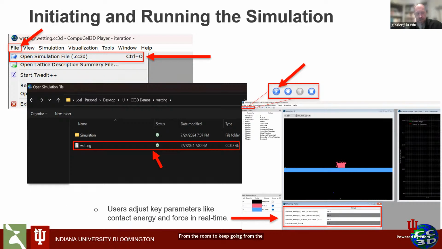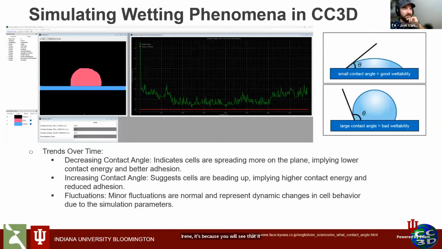There was a question in the chat. Good question, Irene. It's because you will see that it behaves a little bit differently. There are a lot of fluctuations, and in the calculations that we can get, the Young's modulus is always the same value, but there is an error. You will see that error. So this will show you what errors we can find when we do one method or the other, and compare them.